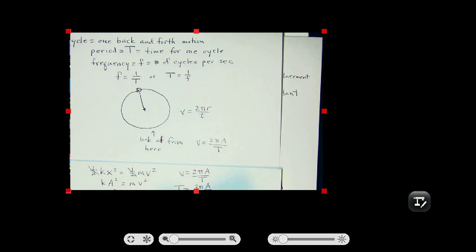Our frequency is 1 over T. So that's 1 over 2 pi square root of m over k, which means 1 over 2 pi square root of k over m.